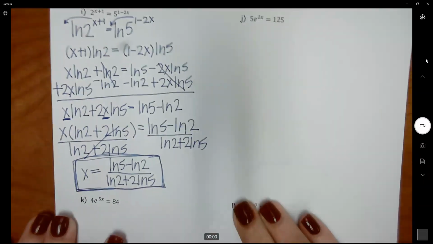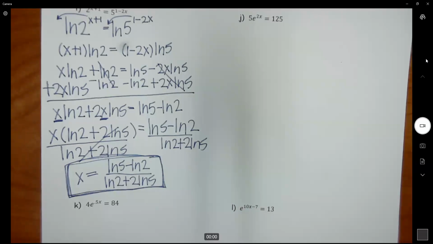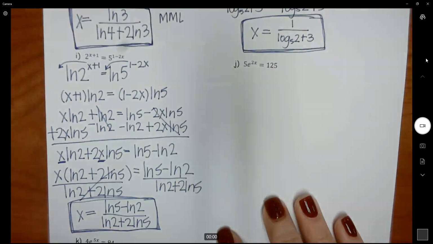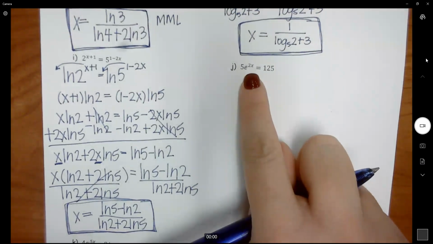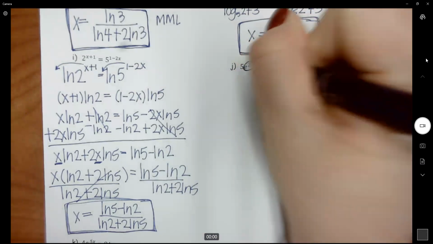Now, J, K, and L, this is what you need to know before going on to the next lesson, our last lesson of the class. Here we are solving exponential functions with a base of e. And really, this is the same as what we did here at the beginning. So the first step is to isolate your exponential function or exponential term. This is my exponential term right here.